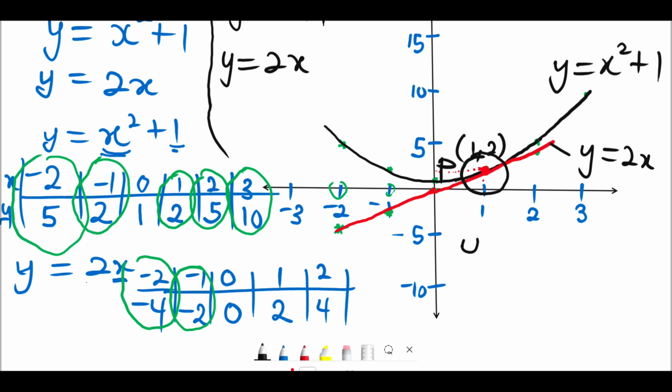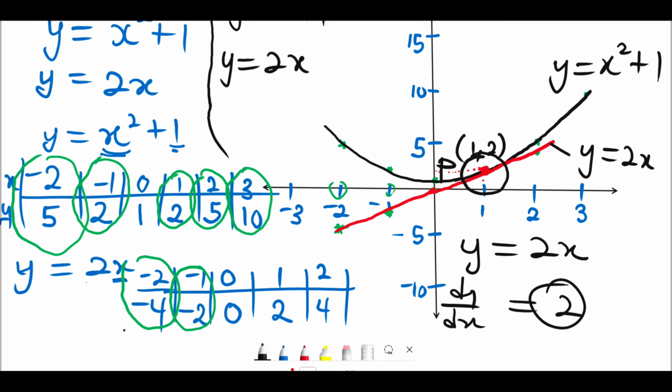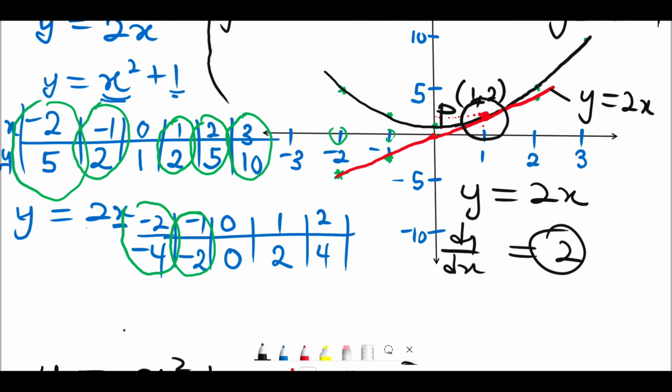Let us look at it. So we are taking the linear function first. y is equal to 2x. So dy/dx is equal to 2. So this becomes the gradient of the straight line. Let us determine the gradient of the curve and see. So we have y equal to x squared plus 1. So our dy/dx will be equal to, we are differentiating the function with respect to x, we are going to get 2x. Okay, this becomes our gradient function, but not the gradient itself.